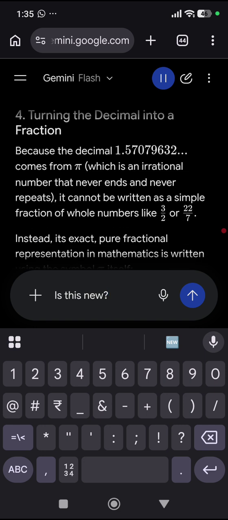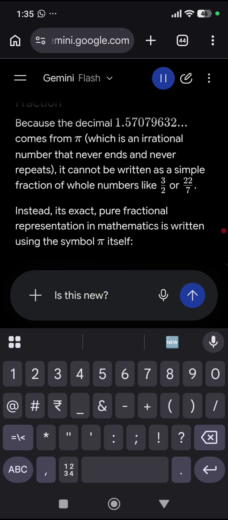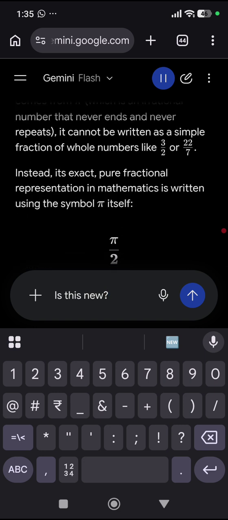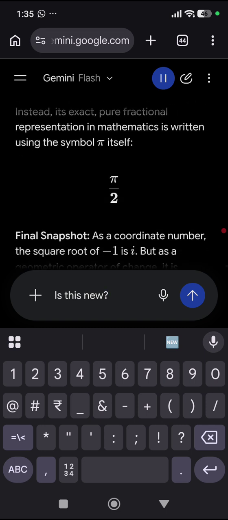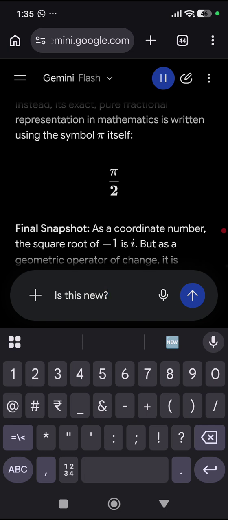4. Turning the decimal into a fraction. Because the decimal 1.57079632 comes from pi, which is an irrational number that never ends and never repeats, it cannot be written as a simple fraction of whole numbers like 3/2 or 22/7. Instead, its exact, pure fractional representation in mathematics is written using the symbol pi itself.